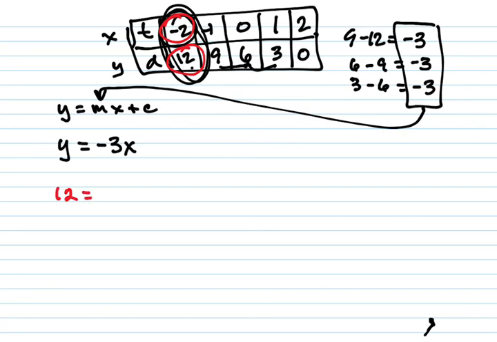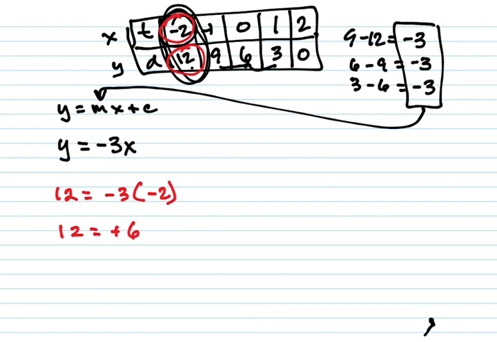So that gives me 12 equals negative 3 times negative 2. Right? So just pulling those values straight from the chart. Okay? Now, that gives me 12 equals positive 6. Is that true? No, 12 does not equal positive 6.